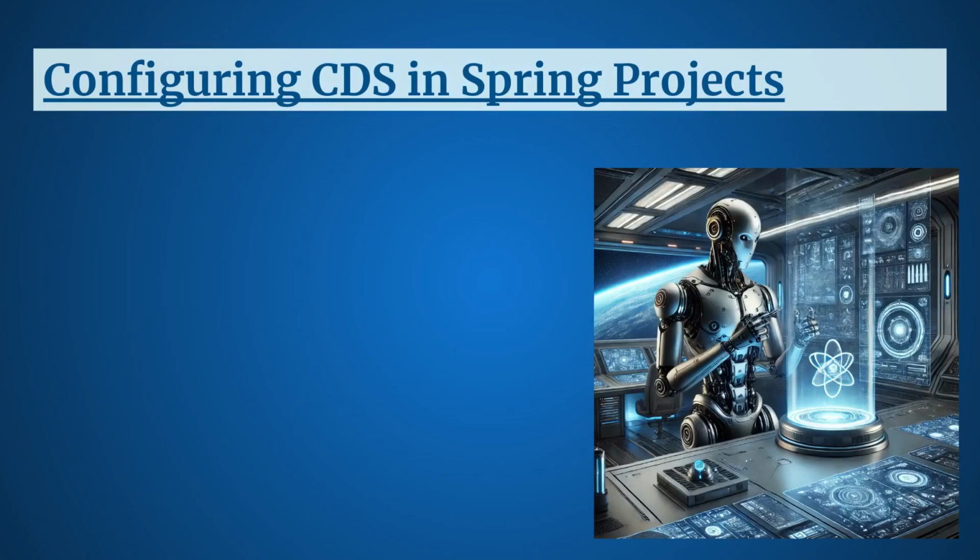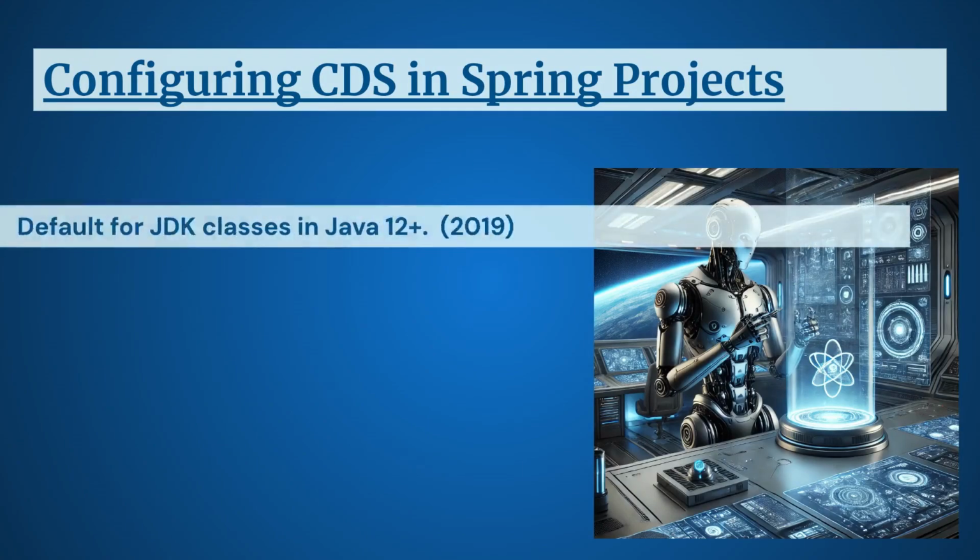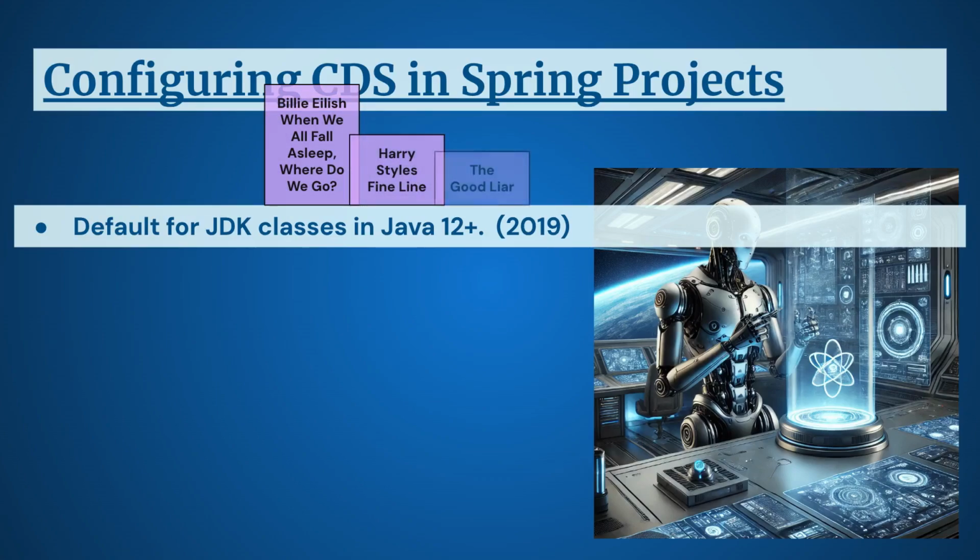How to configure CDS in Spring projects. CDS is already pre-configured in the JDK. And that means that from Java 12 onwards, from 2019, it is already possible. Not only is it possible to use CDS, but CDS is already in use. And if you have been using a JDK at this point with a Java version that is higher than 12, you have been using CDS without even knowing it, because it's there and it is available.